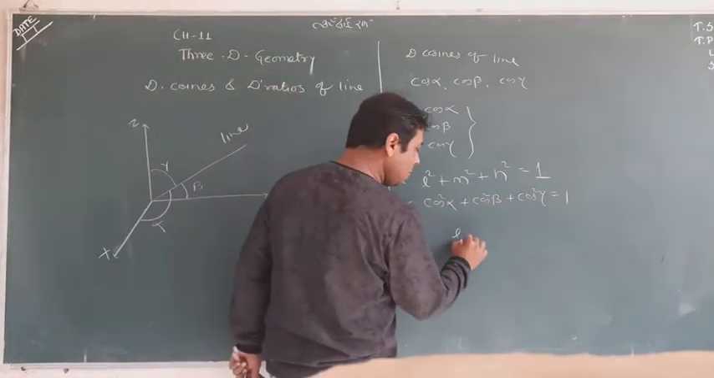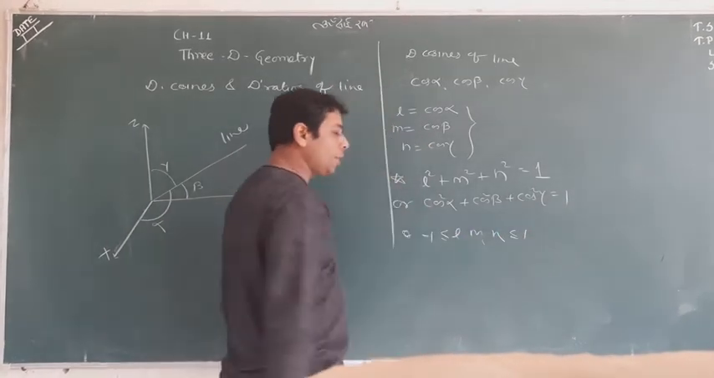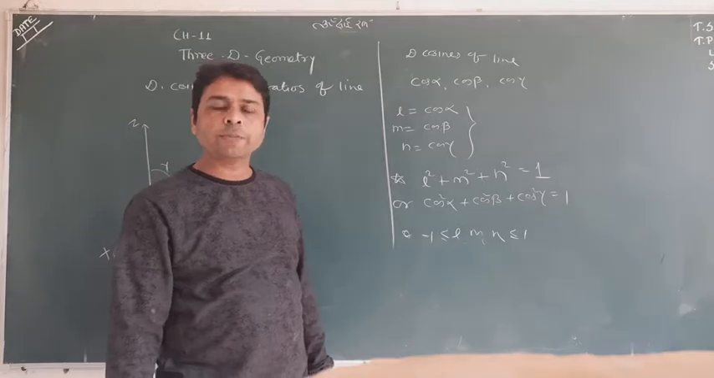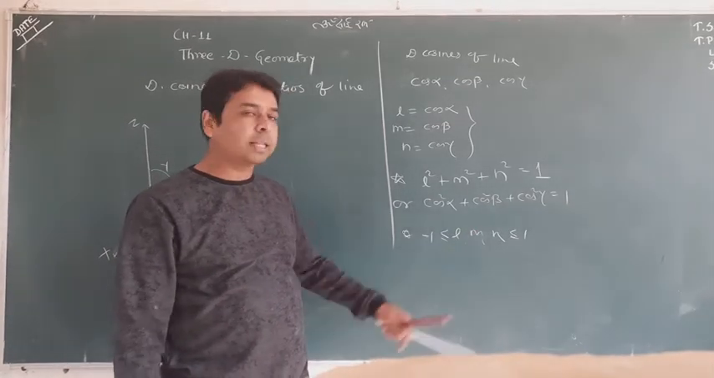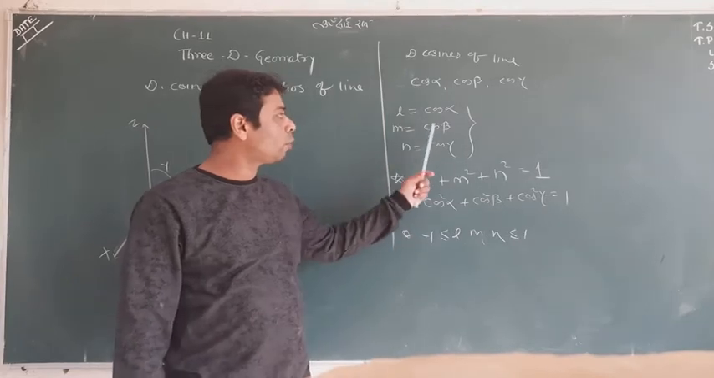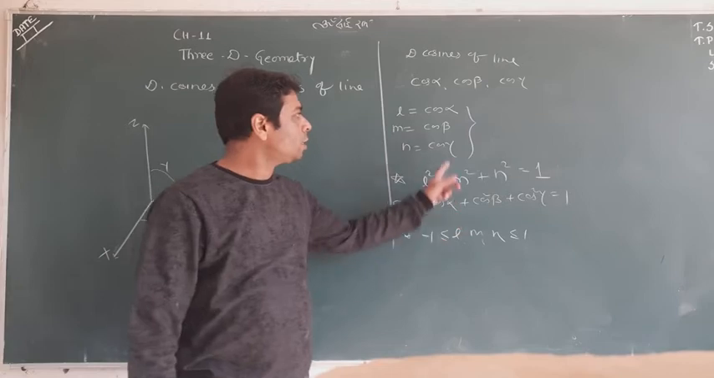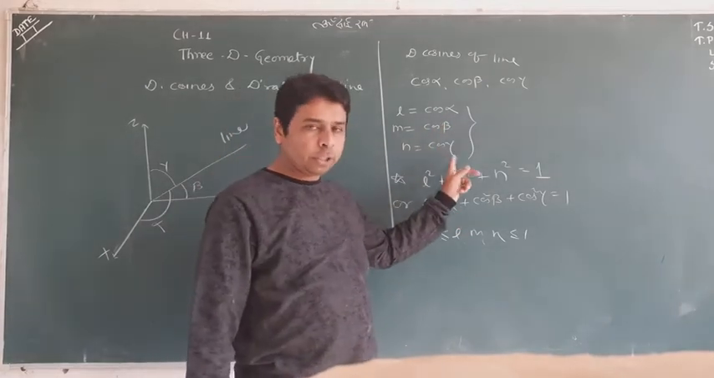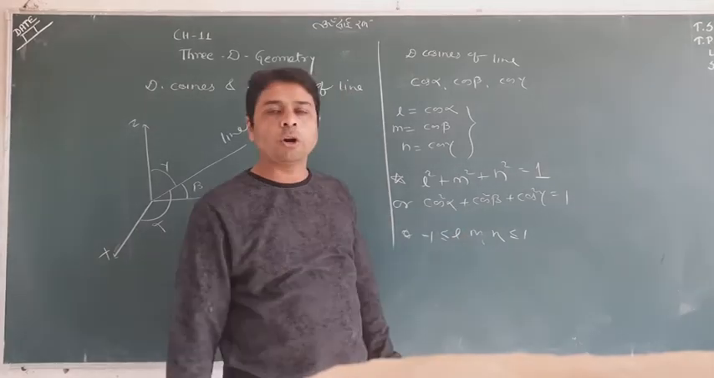Second thing, l, m and n have a range, minus 1 to 1. That is a very important thing. Minus 1 to 1, because l, m, n are none other than cos alpha, cos beta and cos gamma, and you know the range of cos is from minus 1 to 1. So this is the range of the elements.